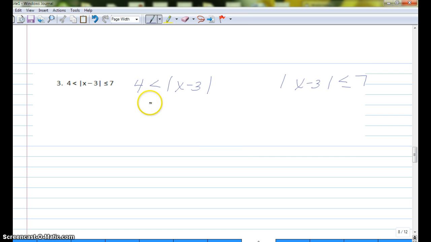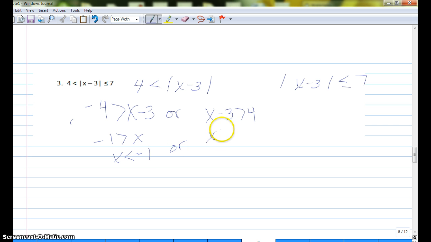Okay, so first we'll solve this one, which is 4 is less than the absolute value of x minus 3. Now we haven't done any just like this yet, and we're going to set up two equations. So we're going to say negative 4 is greater than x minus 3, and you'll notice it was the word or when we had something like this, or x minus 3 is greater than 4. So if we solve both of these, we add 3 to both sides, and we have negative 1 is greater than x. Another way of saying that is x is less than negative 1. Or here we would have x is greater than 7.